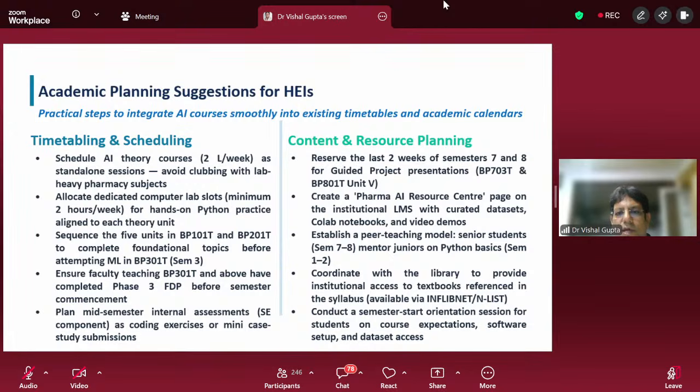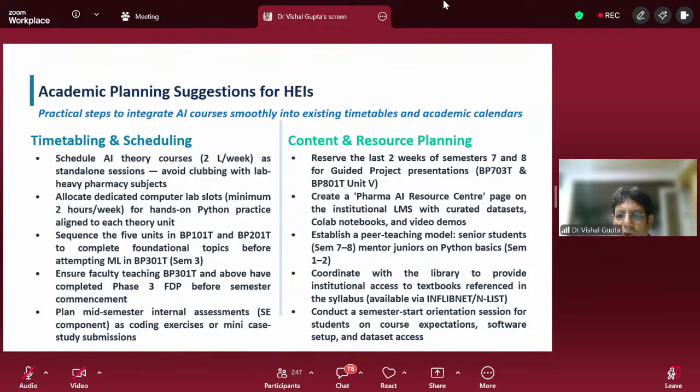Don't give routine question and answers. Content and resource planning: reserve the last 2 weeks of semesters 7 and 8 for guided project presentations. Create a Pharma AI Resource Center page on your institutional LMS, if you have one, where a lot of data sets and other information should be easily available to the students.